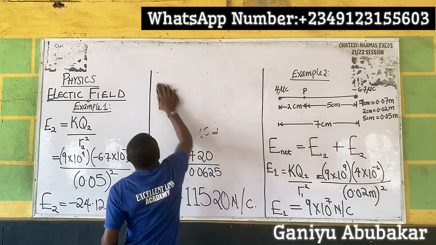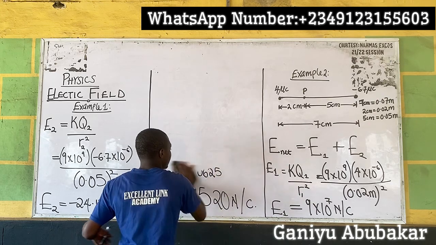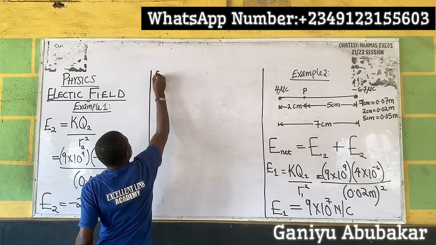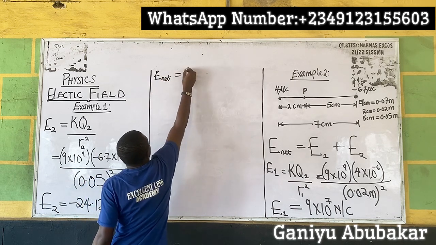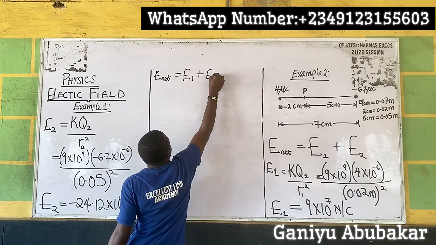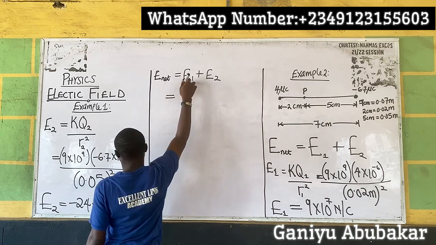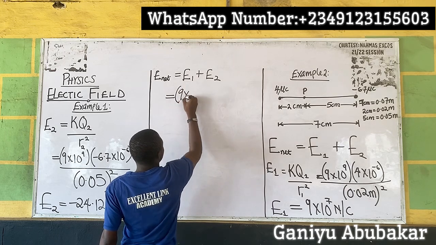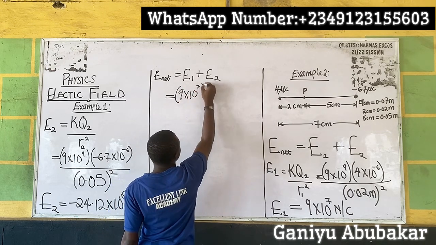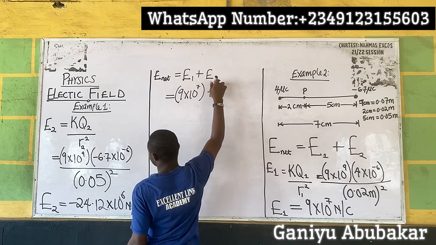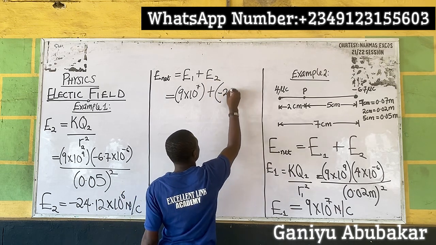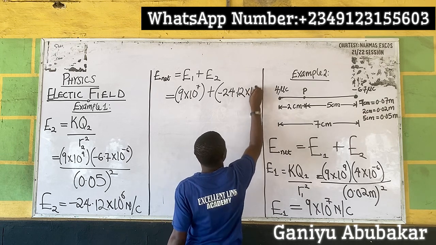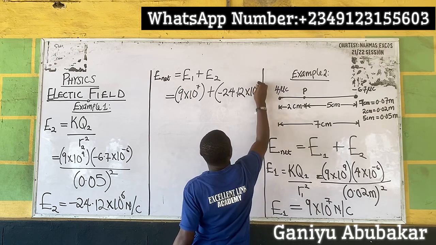So from here, let's get E net. E net is equal to E1 plus E2. Of course, E1 gives you this one here, 9 times 10 to the power 7, plus E2, which gives you negative 24.12 times 10 to the power 6.